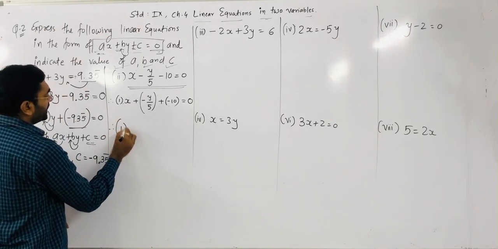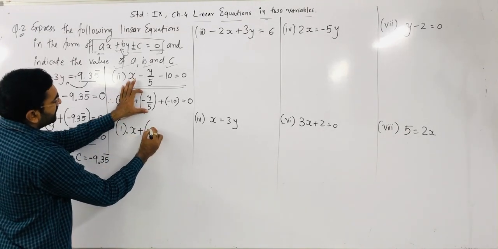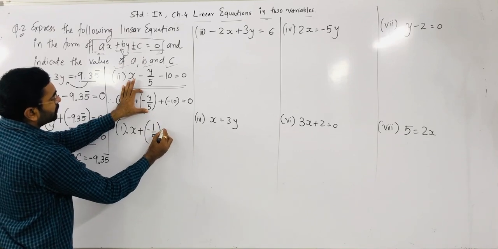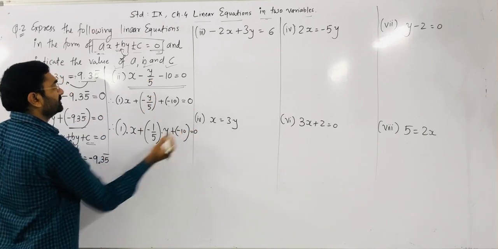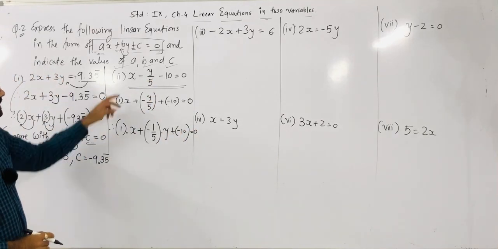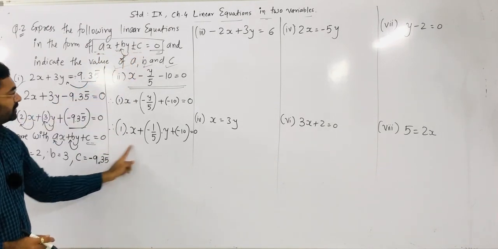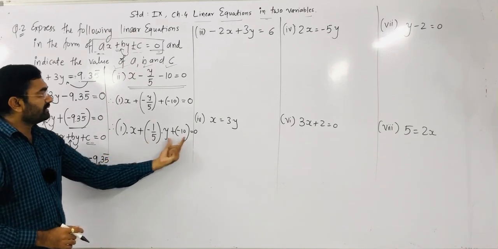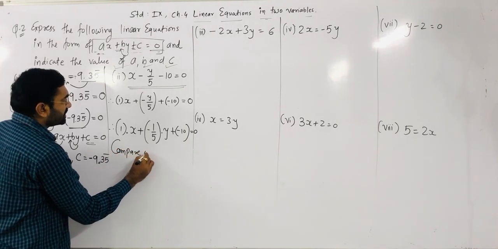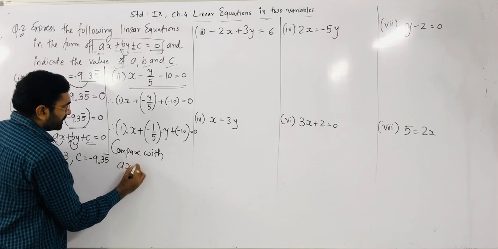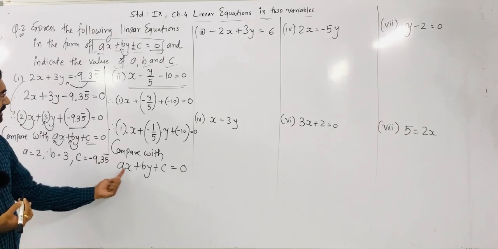Here 1 into x, plus sign is easy. But as I told you, that term we can write as minus 1 by 5 into y plus minus 10 is equal to 0. Right. So we can say the given linear equation we reform in the form ax plus by plus c is equal to 0. Ax plus by plus c is equal to 0. Now we have to compare with the general form, which is ax plus by plus c is equal to 0. From that we have to write the a, b and c values.